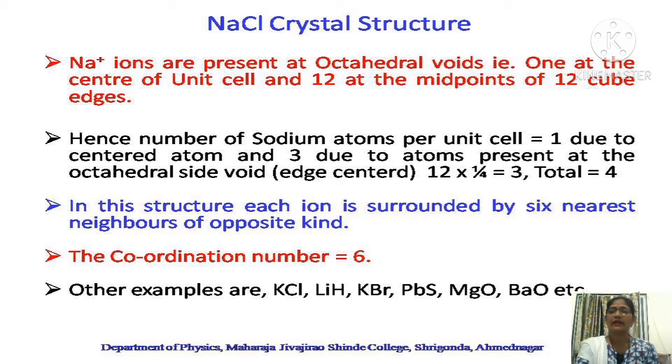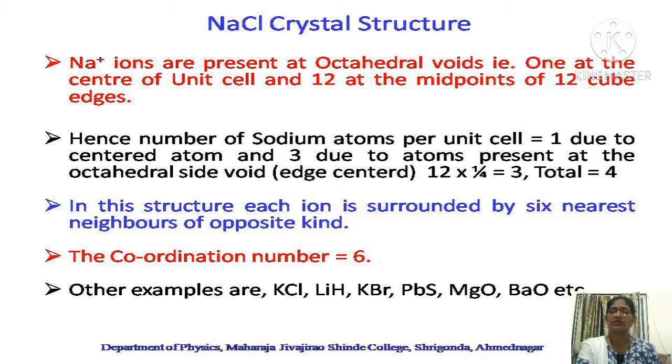In this structure, each ion is surrounded by 6 nearest neighbors of the opposite kind. What is the coordination number? Coordination number is the number of nearest neighboring atoms, and they should be equidistant. Therefore, in NaCl, if I consider the Na ion, it is surrounded by 4 chloride ions in its plane, one above the plane and one below the plane. Therefore, there are a total of 6 opposite kind of ions surrounding the Na, and the same is the case for chloride ions. So the coordination number comes out as 6.